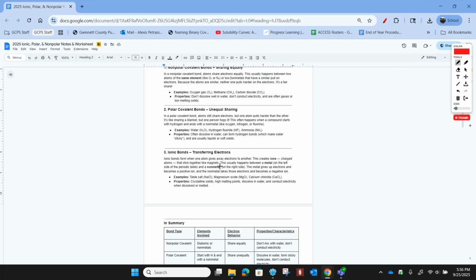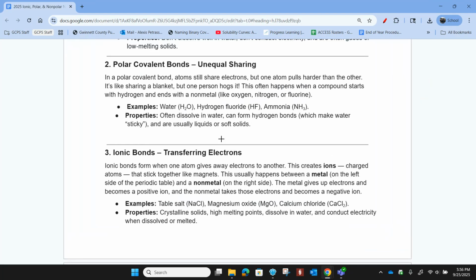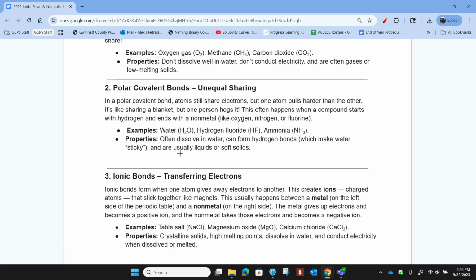So, properties of polar. They often do dissolve in water. They can form hydrogen bonds, like I said, hydrogen bonding with those top right nonmetals that are not the noble gases. And they usually make water sticky. So think about dissolving sugar in water. Sugar is the example of polar. It will make the water very sticky, and polar compounds are usually liquids or soft solids.